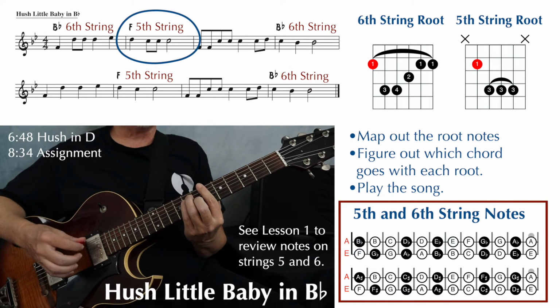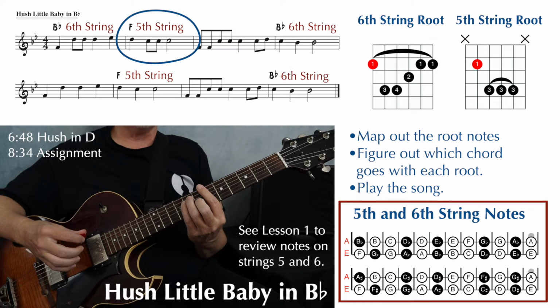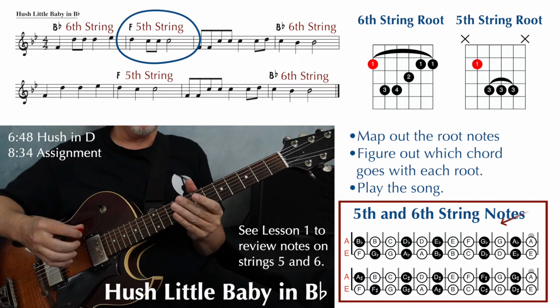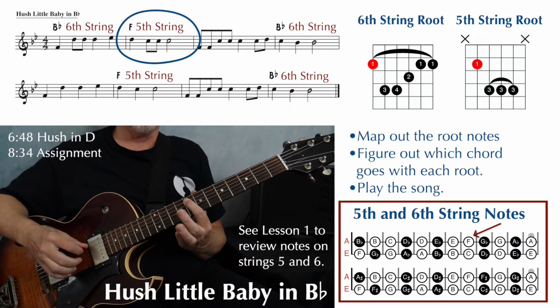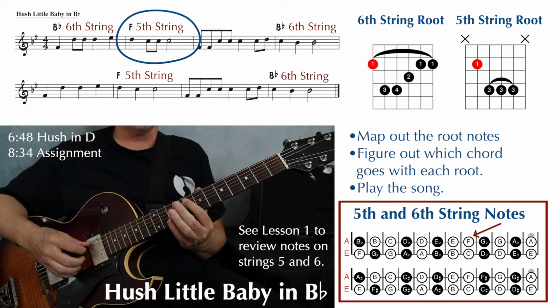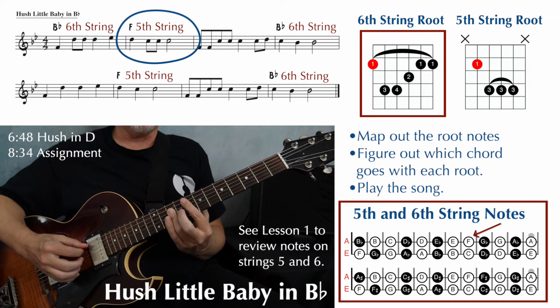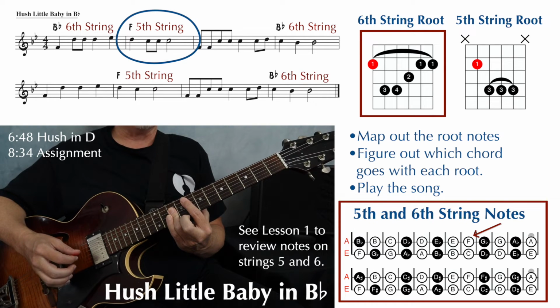And then the F major. Remember, we're going to play these Fs with the root on the 5th string. So first, you need to find your F on the 5th string. That's going to be at the 8th fret. So now you know where you're going to place that root. And because that's on the 5th string, we'll use our 5th string major shape.